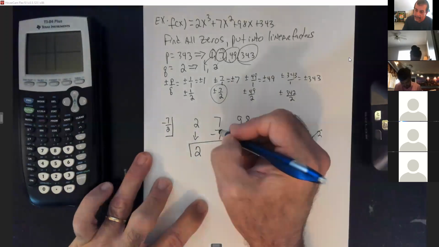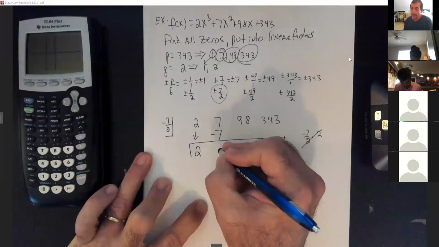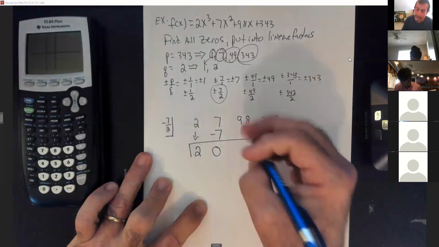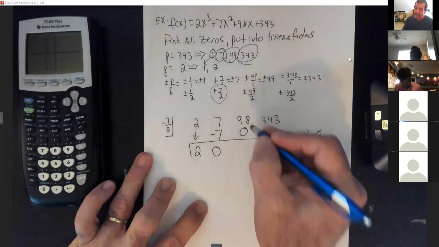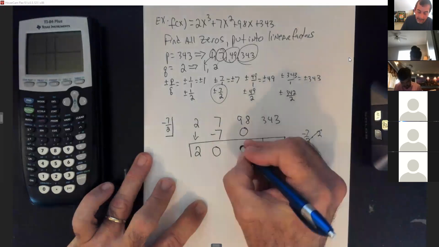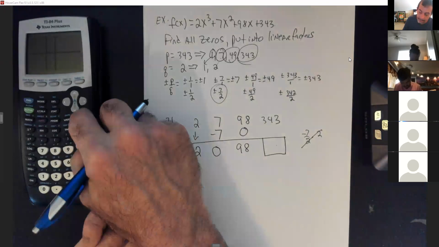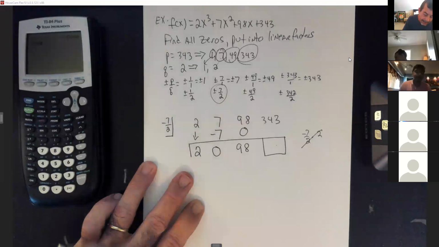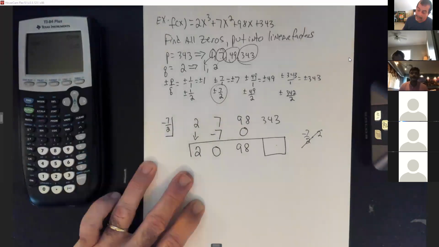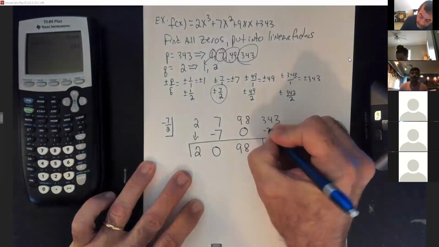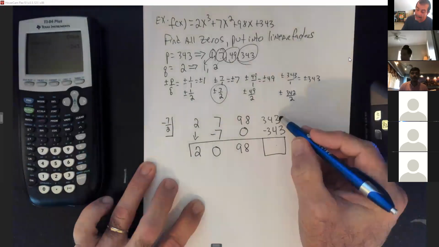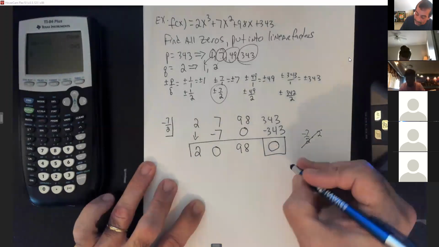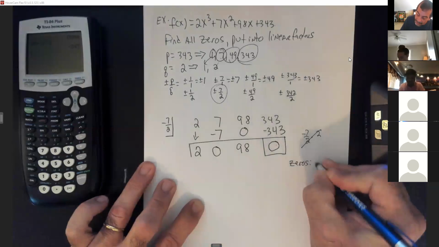7 and -7 give me a 0. 0 times -7/2 is 0. Let's see, 98 plus 0 is 98. And then if you need to, ask that calculator, what is 98 times -7 divided by 2? That's going to give me -343. And y'all look at that, 343 and -343 give me a 0. So I know my first zero is going to be -7/2.